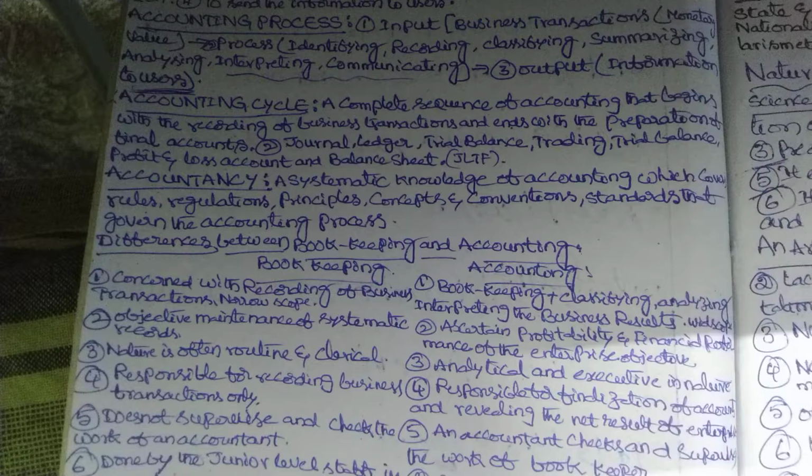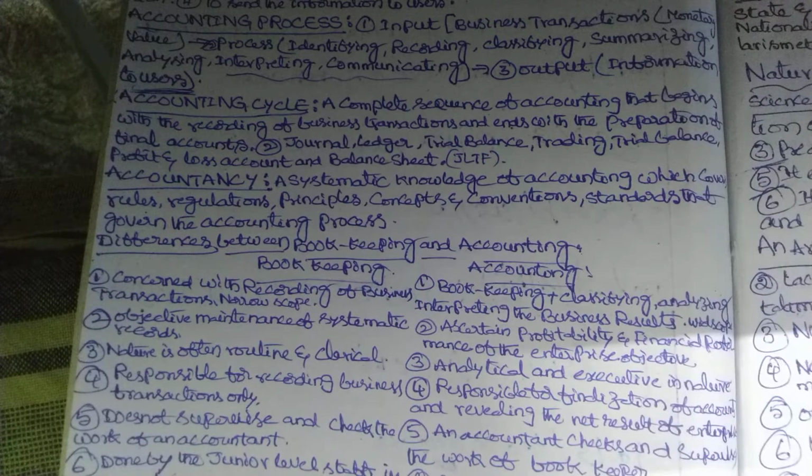Accountancy is nothing but a systematic knowledge of accounting which covers rules, regulations, principles, concepts, conventions, and standards that govern the accounting process. So, in simple terms, accountancy is a systematic knowledge of accounting, writing accounts. It covers so many rules and regulations, what is debit and what is credit, the rules of ledger formation and preparation of final accounts, and everything is known as accountancy. So, accountancy is a book filled with rules, regulations, forms, principles, and everything.